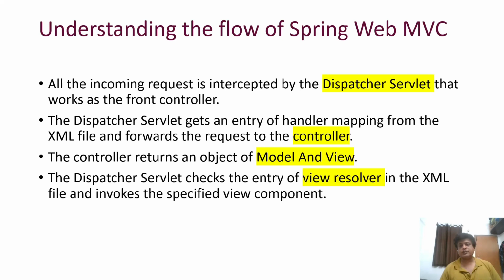Understanding the flow of Spring Web MVC, it is the same as I have discussed previously: all incoming requests are intercepted by the dispatcher servlet that works as a front controller. The dispatcher servlet gets an entry of handler mapping from the XML file and forwards the request to the controller. Third, the controller returns an object of ModelAndView. The dispatcher servlet checks the entry of the view resolver in the XML file and invokes a specific view component.